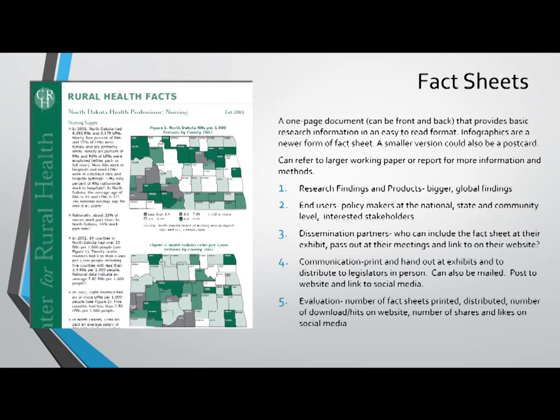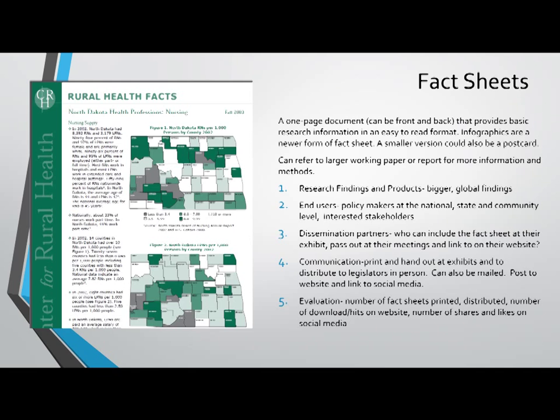So some of our key products include fact sheets. This is typically a one-page document, can be front and back. Since we did the study in 2010, lots of newer things have been put together. Infographics are kind of a newer version of this. I've also seen research centers use a postcard-size document that they've actually mailed out to their audience.